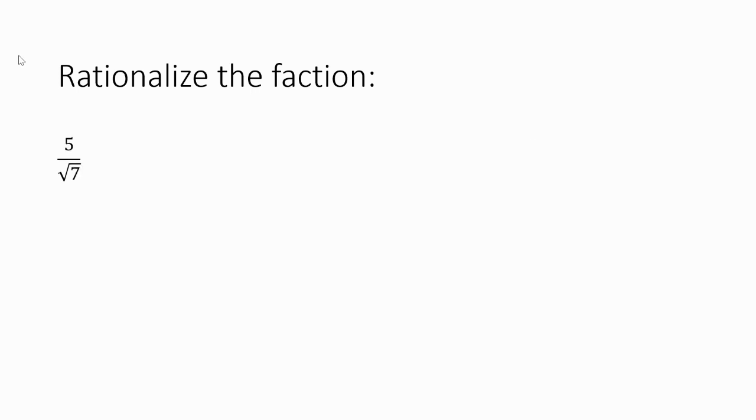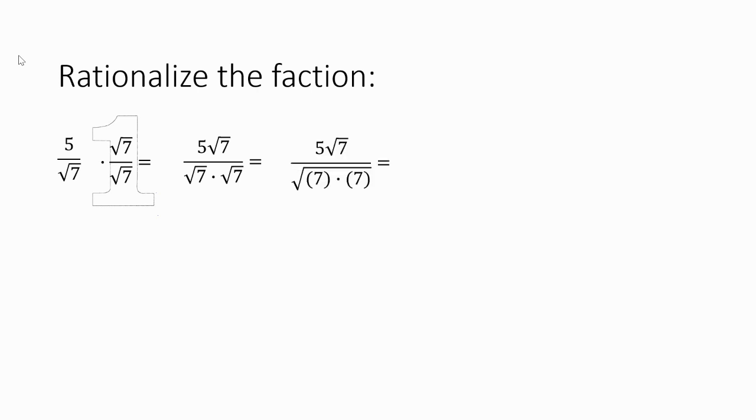Okay, 5 over root 7. So I'll multiply by 1. In this case, it's going to be root 7 over root 7. Remember, I want to multiply by the same radical in the bottom. I don't care about radicals up on the top. It's just in the denominator. Multiply straight across. I'm able to put those radicals, the 7s, underneath one radical. The square root of 7 squared is just 7.